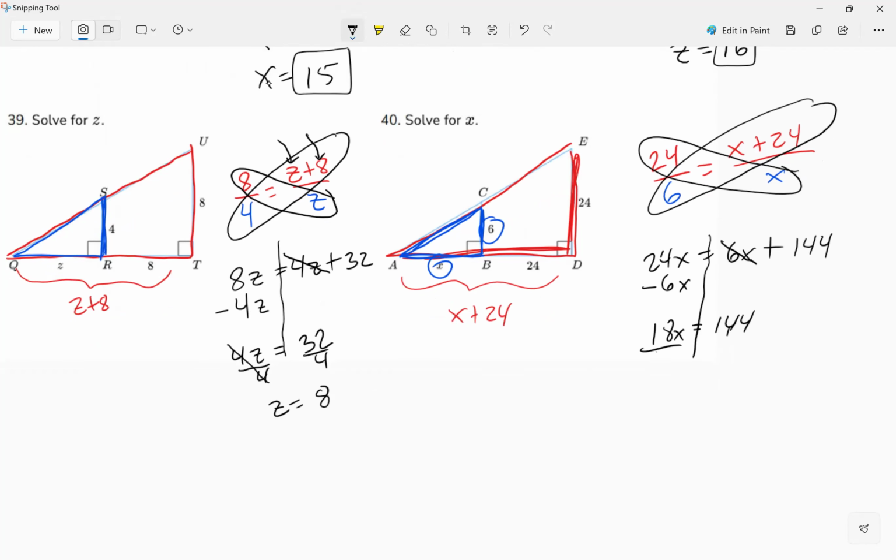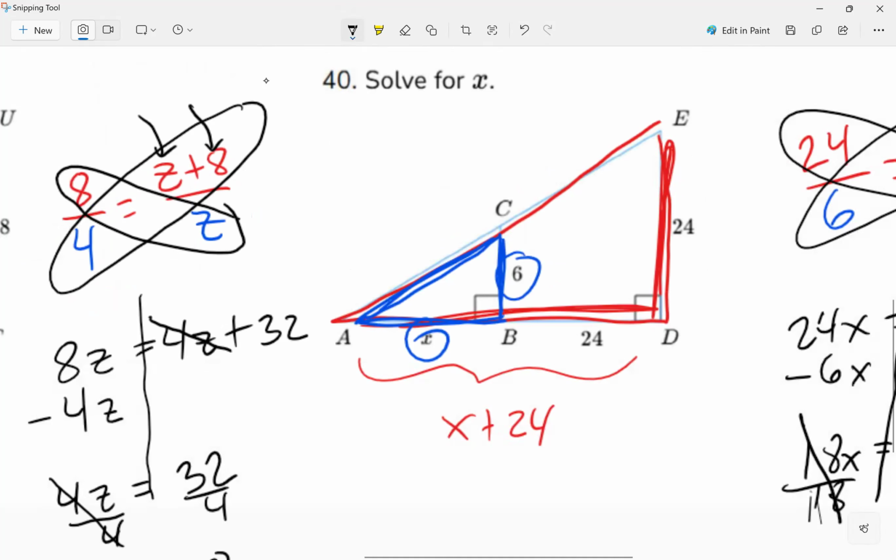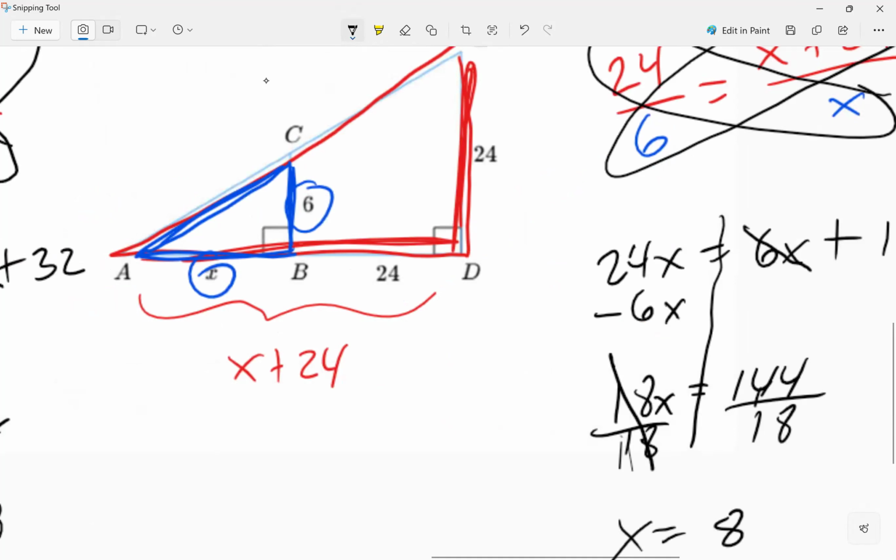Now let me divide both sides by 18. 18 divided by 18 is 1x. 144 divided by 18, use a calculator if necessary. I get 8. x is equal to 8. Pretty cool. Pretty simple. Nice.